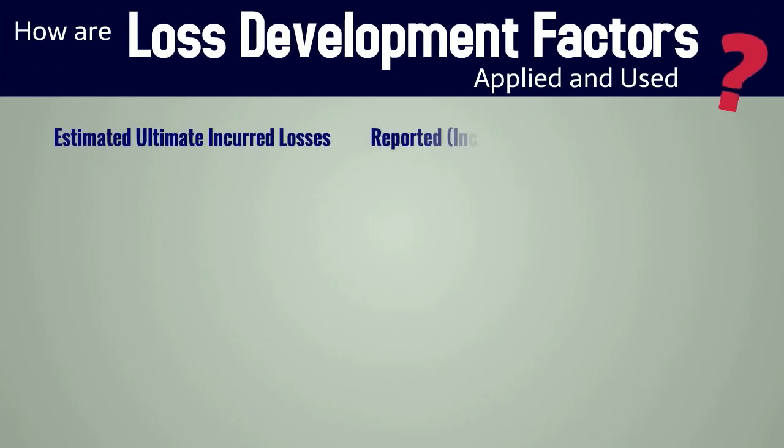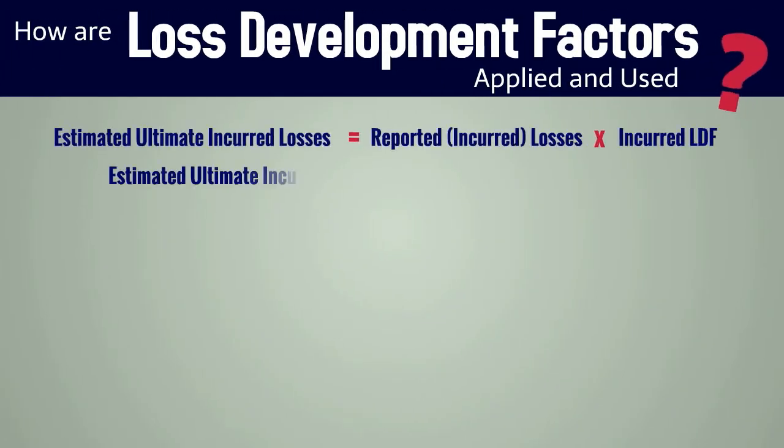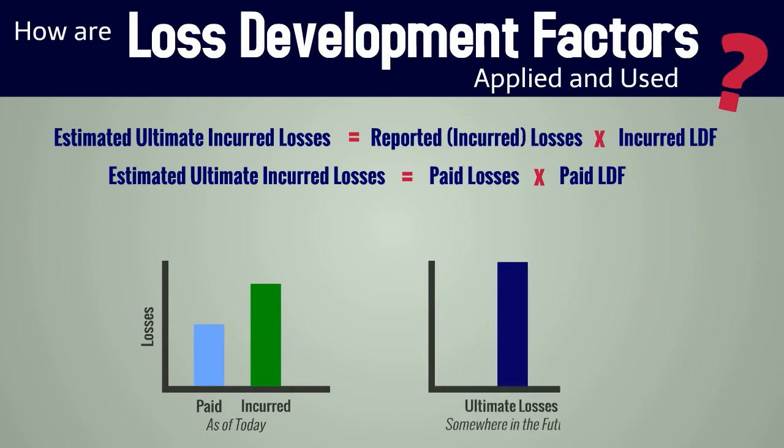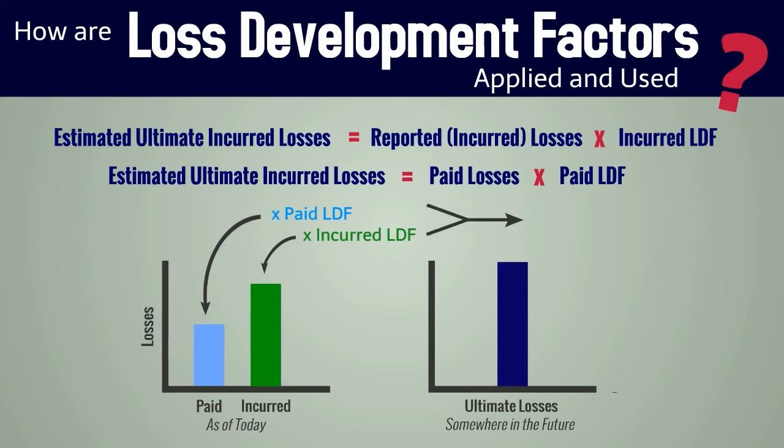Loss development factors, whether they be incurred or paid, are used to estimate the ultimate incurred losses. If we are using incurred loss development factors, then we multiply that by the reported or incurred losses. If we're using paid loss development factors, we multiply that factor by paid losses. But theoretically, we should wind up in the same place with an estimate of the ultimate incurred losses for that policy period.